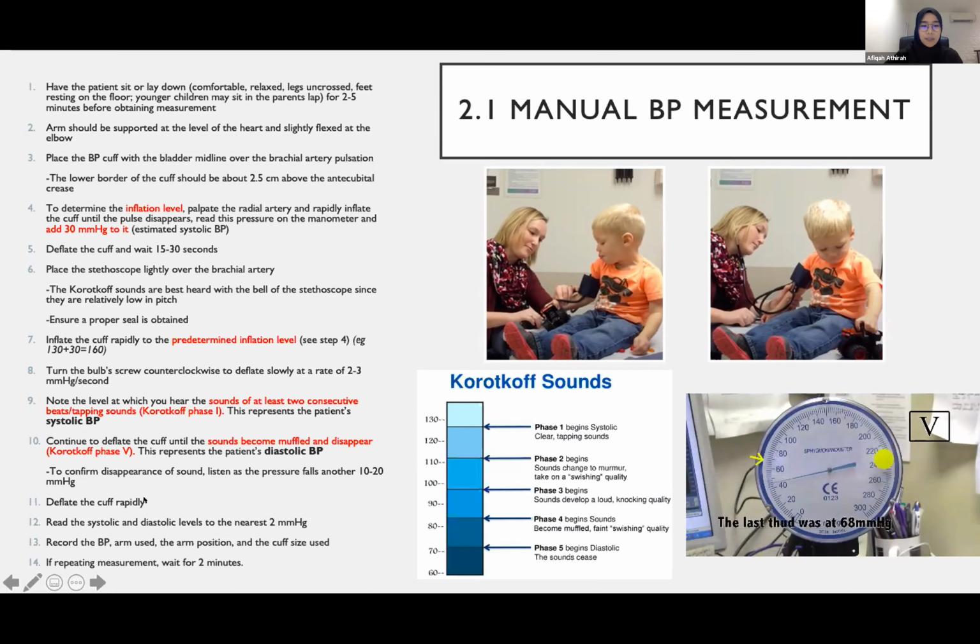Okay, then we deflate the cuff rapidly. We measure the reading to the nearest 2 millimeters of mercury, and record the BP, the position, and the cuff size used. If we need to repeat the measurement, we wait for another 2 minutes before we start again.